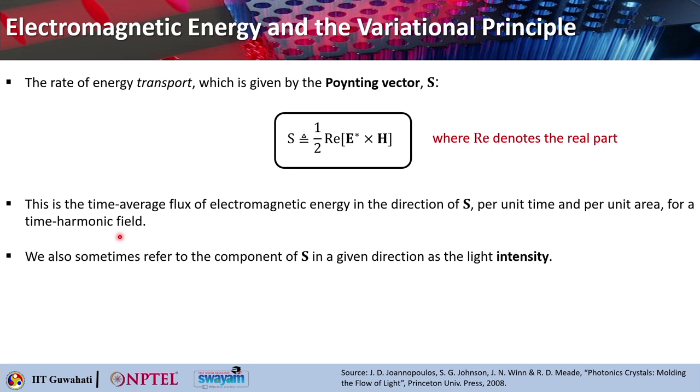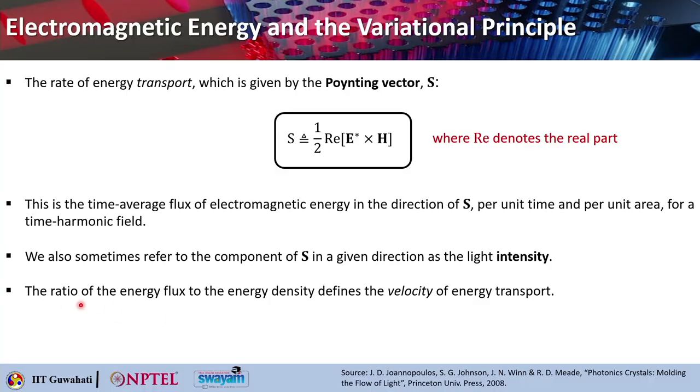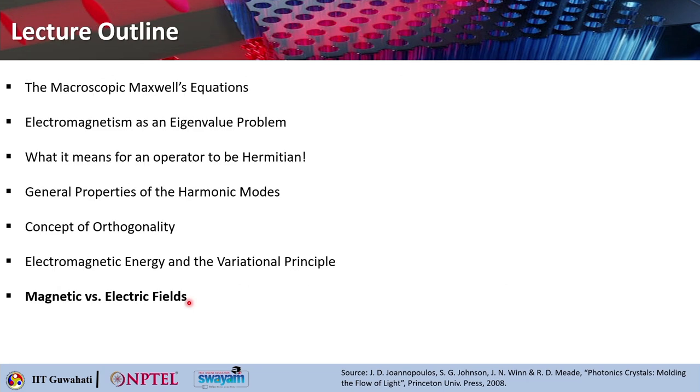We also sometimes refer to the component of S in a given direction as the light intensity. The ratio of the energy flux to the energy density defines the velocity of the energy transport. Now, towards the end of this lecture, we will discuss why we discuss everything in terms of magnetic field instead of electric field.